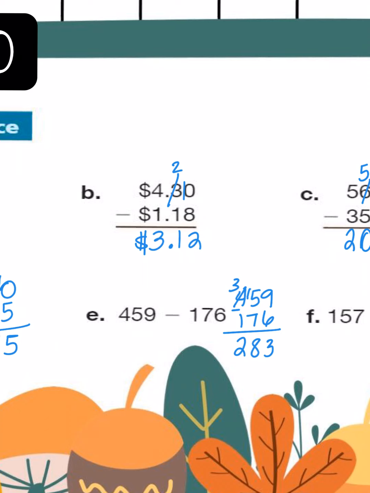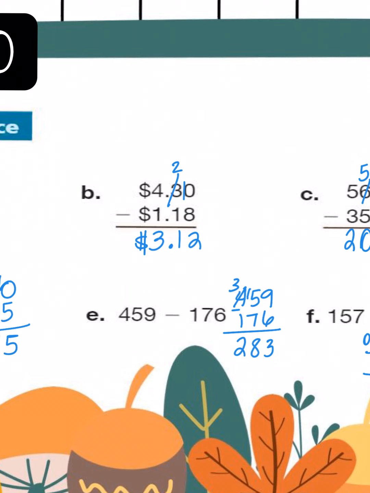And the last one? You do 157 over 98. And you can't do 7 minus 8, so the 5 becomes a 4, and the 7 becomes 17. And then 17 minus 8 is 9. You can't do 4 minus 9, so the 1 becomes a 0. The 4 becomes 14. And 14 minus 9 is 5. Does everybody agree?